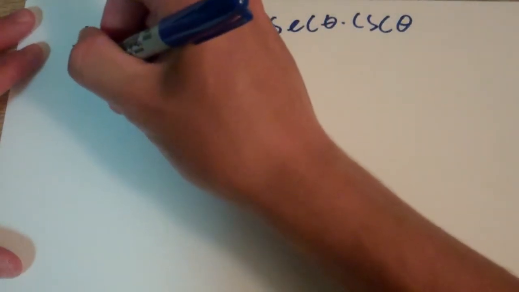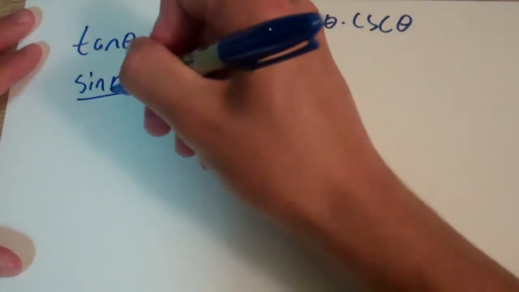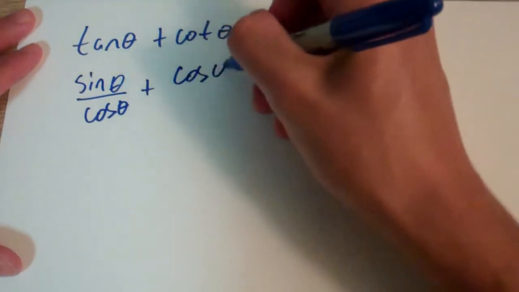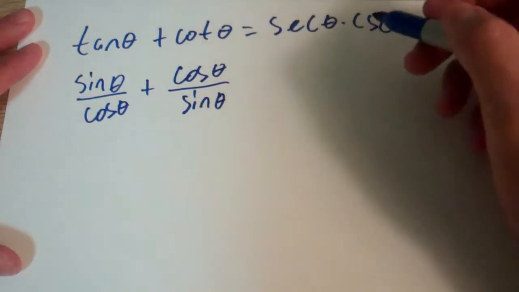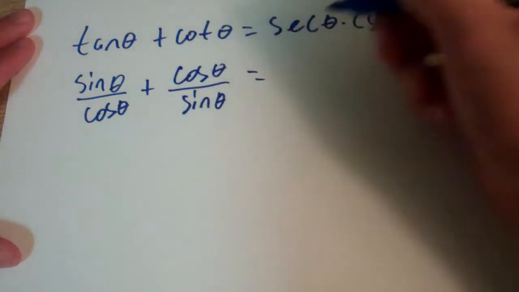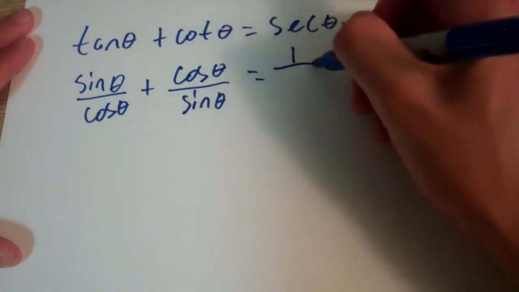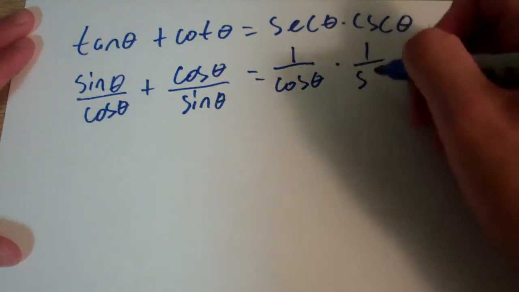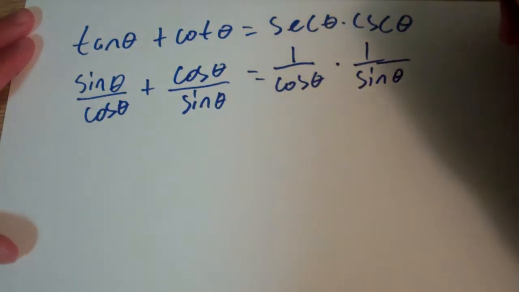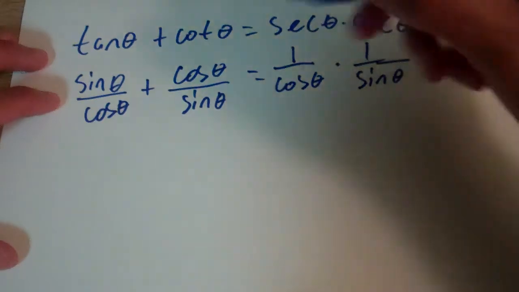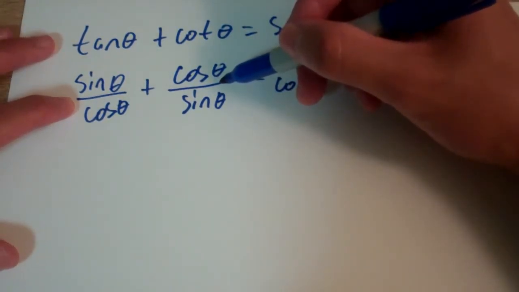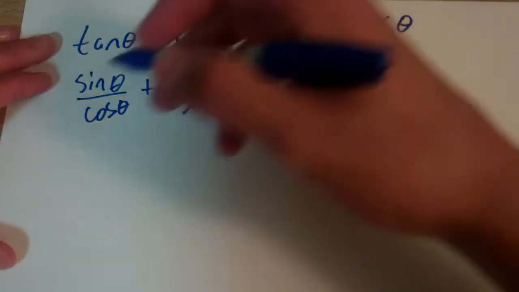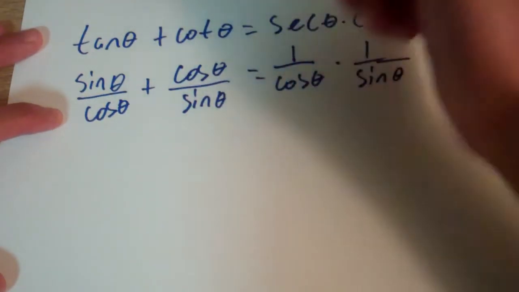This is tangent theta, which is the same thing as sine theta over cosine theta plus cotangent theta, which is cosine theta over sine theta. Okay, and this is equal to, and I'm just going to rewrite this just to see what it looks like, 1 over cosine theta, that's what secant is, times 1 over sine theta. Okay. So actually here, since it's tangent theta plus cotangent theta, I'm going to find a least common denominator.